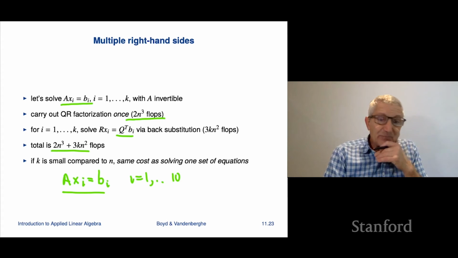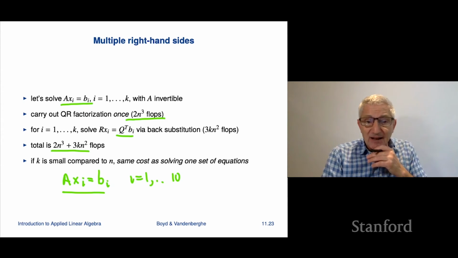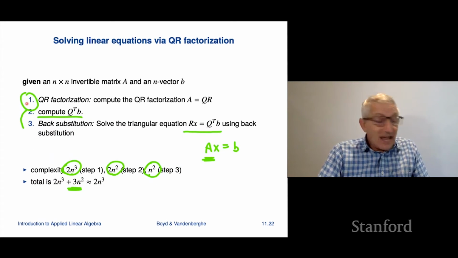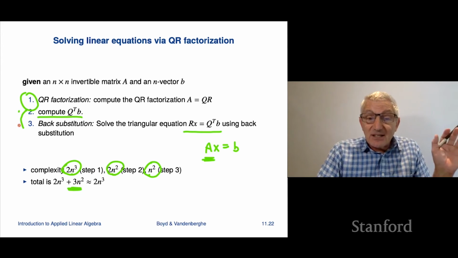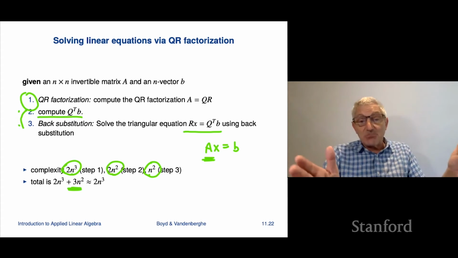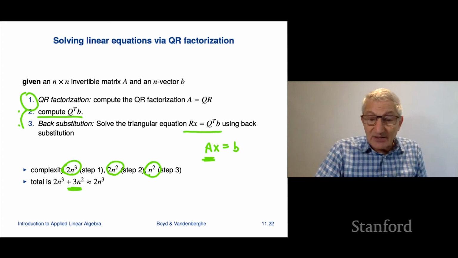Okay, but in fact, what this says is if I'm smart, let's go back here, I do step 1 once, and then it's steps 2 and 3 that I repeat 10 times. But the point is that what people would say is that the first step dominates, meaning it takes much more time to carry out the first step.